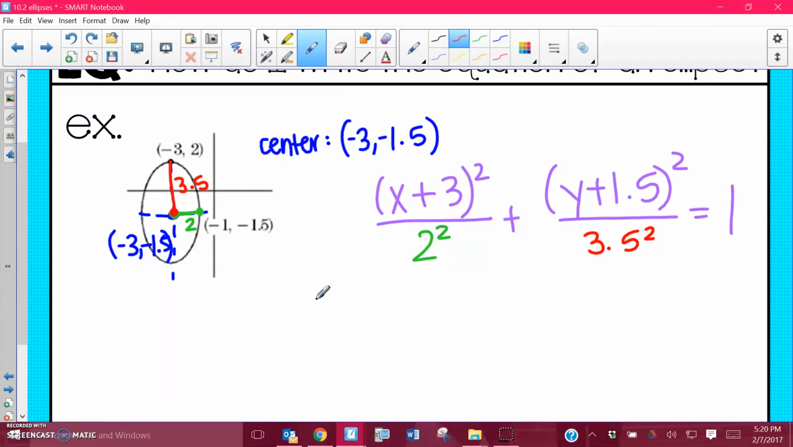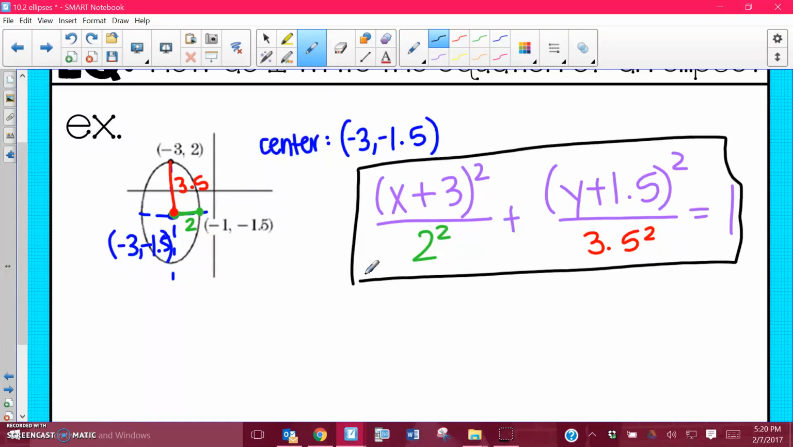And again, if you look at this, I have a vertical major axis because it's tall. And with that, I can see that my bigger number is going to be underneath y. So that kind of gives me an idea when I'm writing my equation. Wow, I just totally messed up that box.